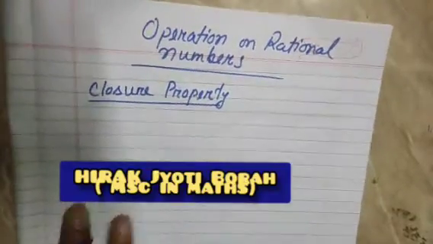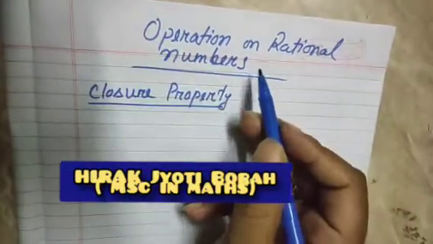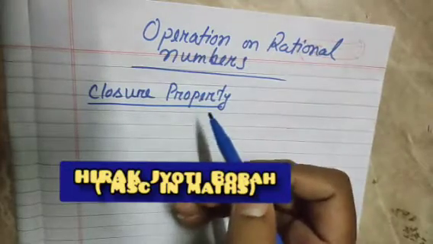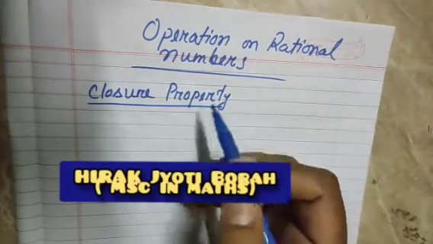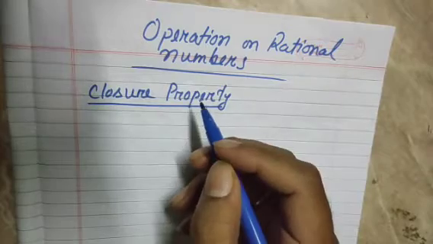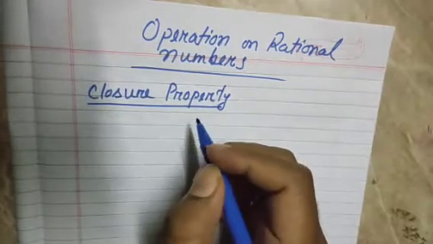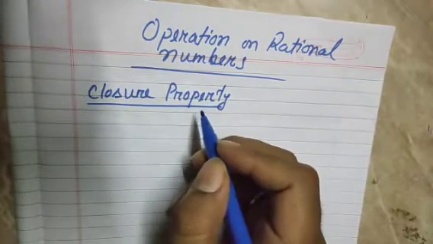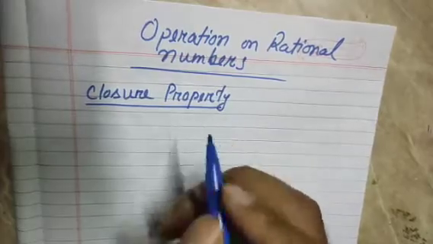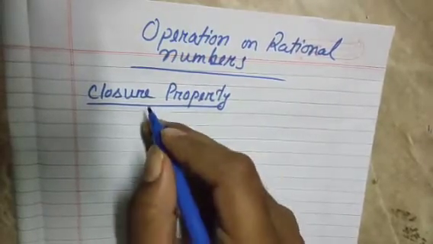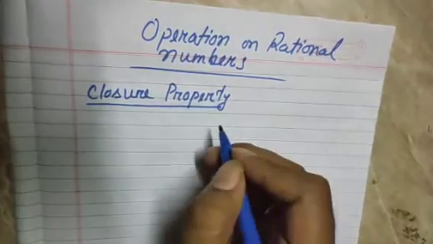So today we have a new topic, operation on rational numbers, and this is from the class 8 syllabus. Operation on rational numbers. First one, the closure property. According to this property, the sum of any two rational numbers is always a rational number.